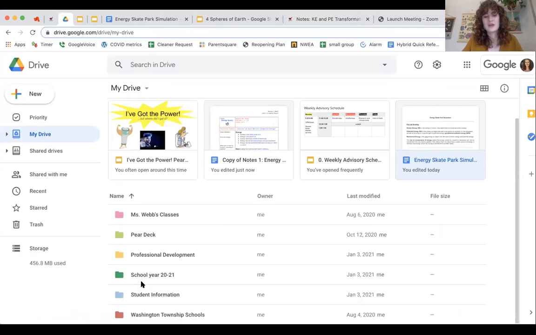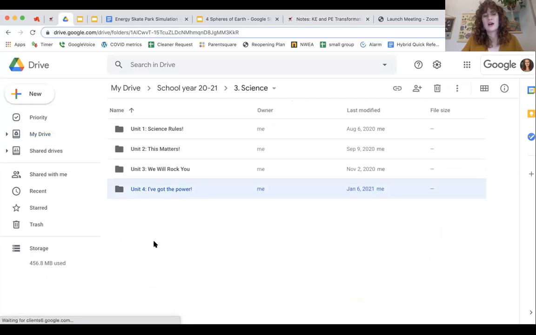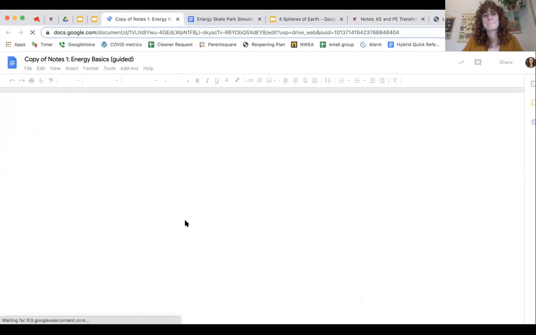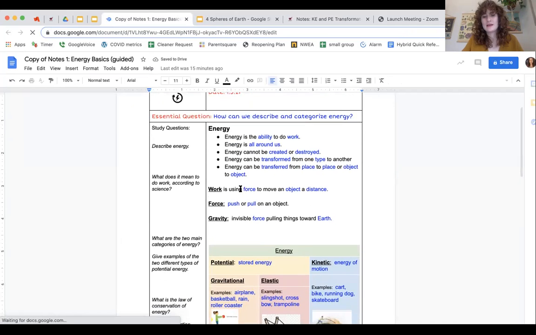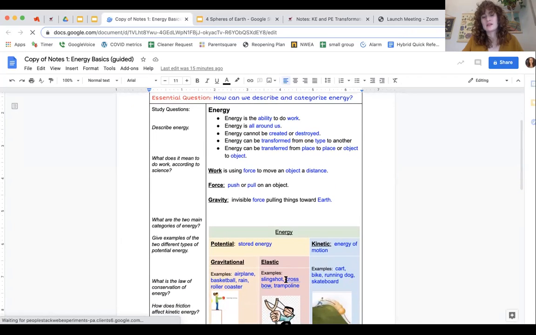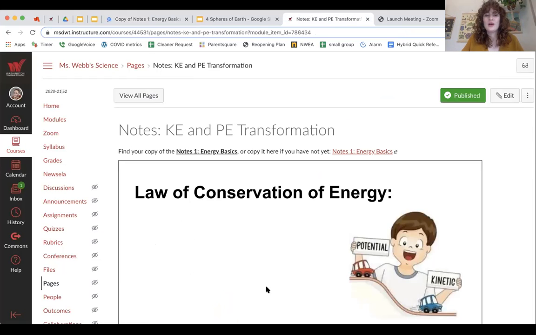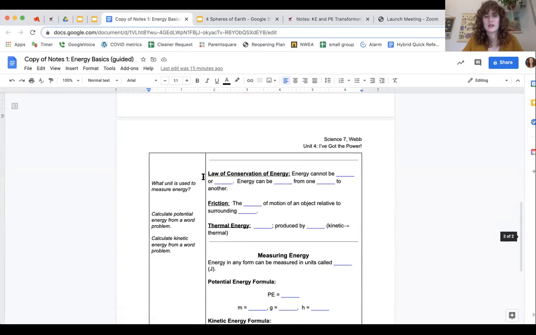So, find your notes, go to your science folder, go to your Unit 4, I've got the power folder, and your note should be right there. Copy of Notes 1 Energy Basics. We did the first part last class, so this is it filled in. This is what you already should have used for your warm-up. Now we are going to do the second section, which is right here, Law of Conservation of Energy.